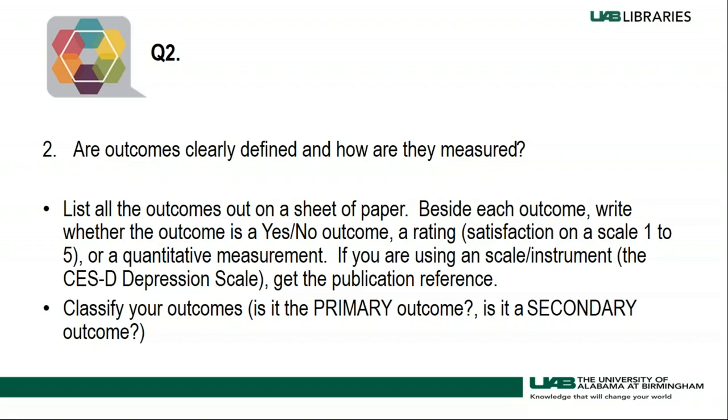But the key thing here, and you're going to laugh at me: if you're using a scale or an instrument, like the CESD depression scale, which I know because I've been doing a study with Florida for 10 years, get the publication reference. Do you know why? You want to know why? Not just because you will probably put it in your journal article, but it will help the methodologist know key things, like what's the standard deviation of that instrument. You don't have to know these things, they're published. The more we can cite that, the better off our design is going to be.